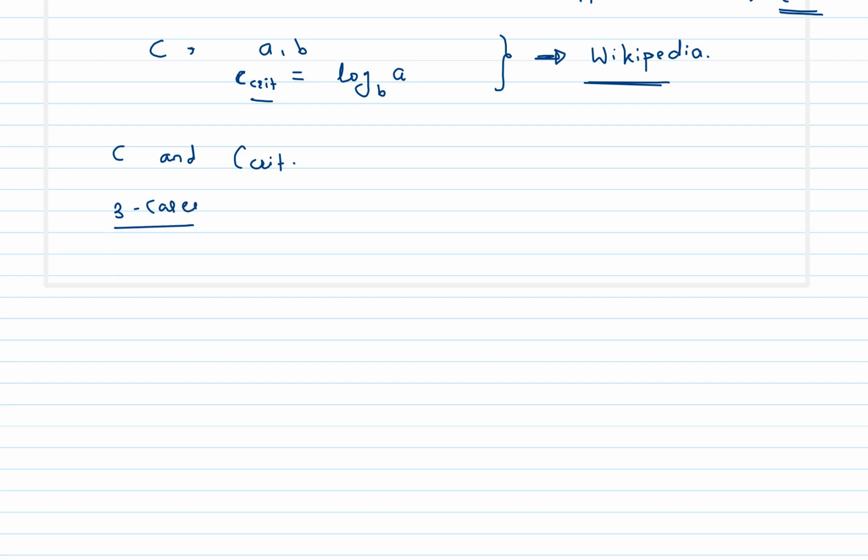Case 1 is when c is less than c critical. If c is less than c critical and f(n) has complexity big O of n to the power c, then T(n) complexity is written as theta of n to the power c critical.